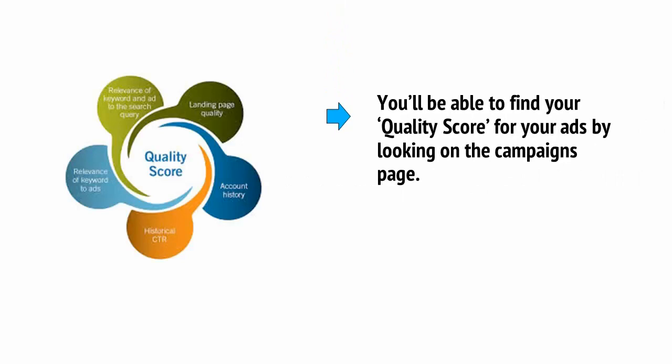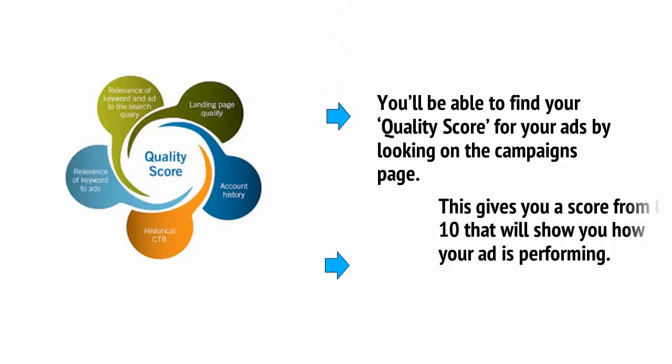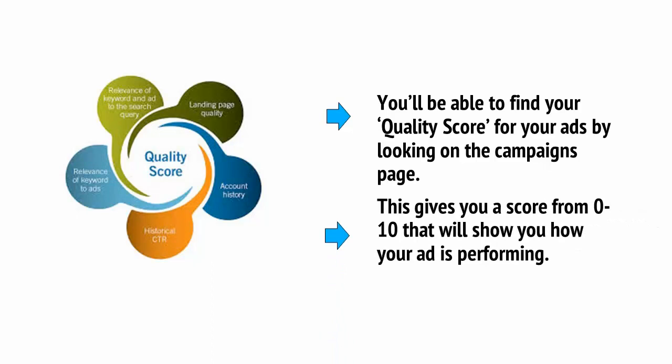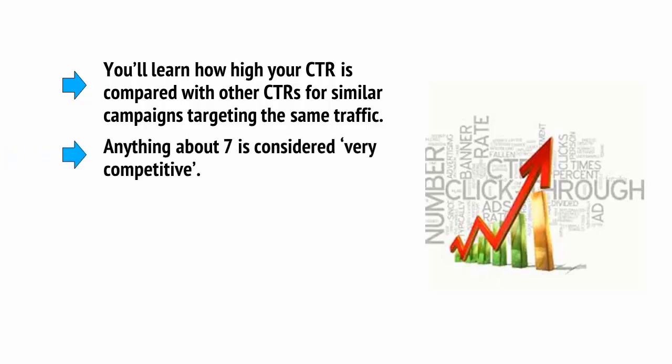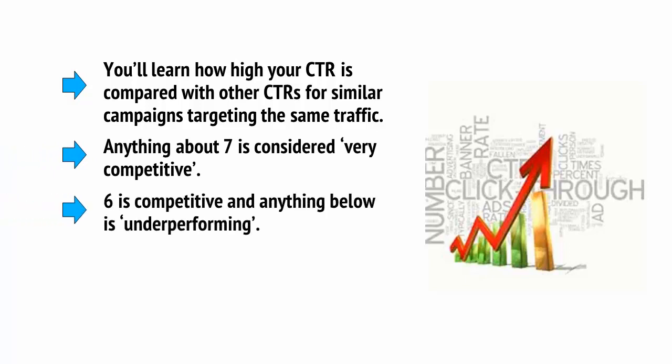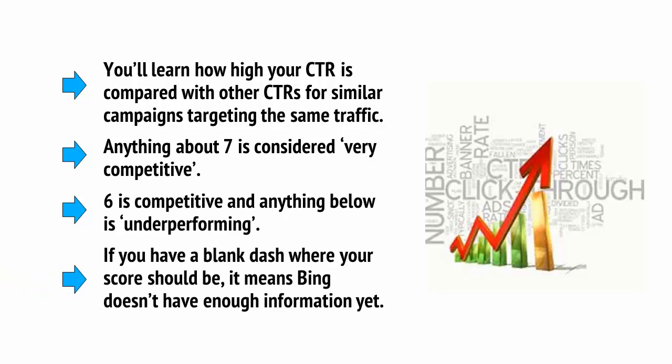For example, you'll be able to find your quality score for your ads by looking on the campaigns page. This gives you a score from 0 to 10 that will show how your ad is performing. You'll learn how high your CTR is compared with other CTRs for similar campaigns targeting the same traffic. Anything above 7 is considered very competitive. 6 is competitive, and anything below is underperforming. If you have a blank dash where your score should be, it means Bing doesn't have enough information yet.